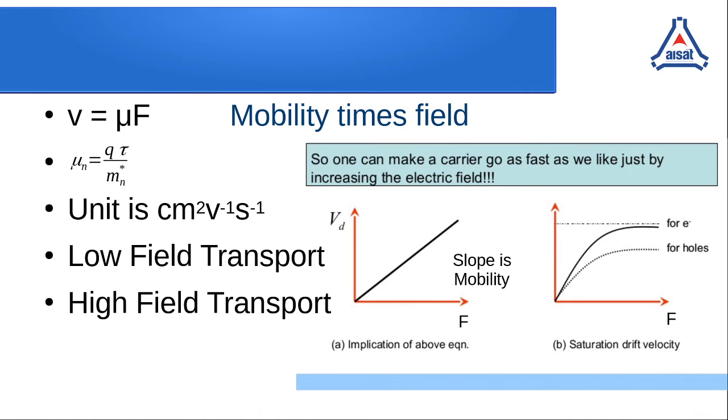The carrier transport on the initial part, where while we increase the field, velocity also increases, is known as low field transport. And the transport after the saturation, where even when we increase the electric field, there is no linear change in velocity, is known as high field transport. So in a nutshell, we could say that a carrier can go as fast as we like just by increasing the electric field until the saturation is reached. So that is regarding the basics of mobility.